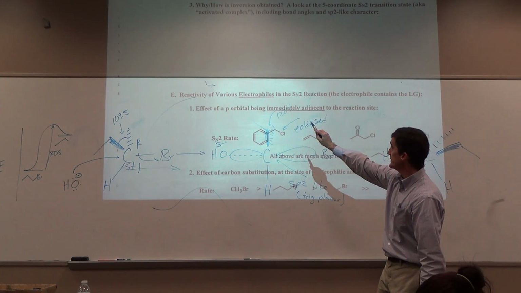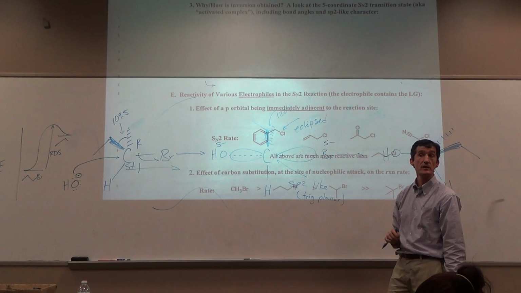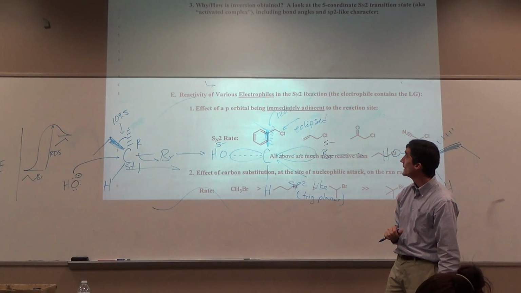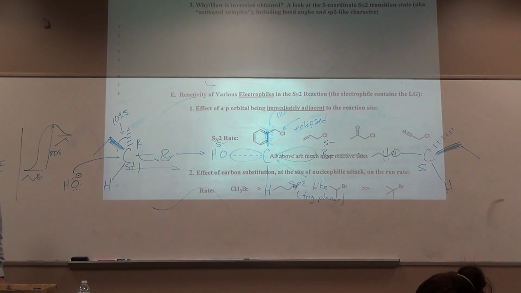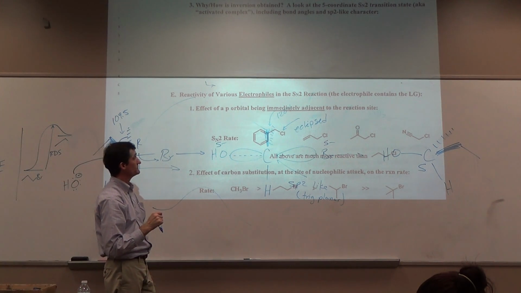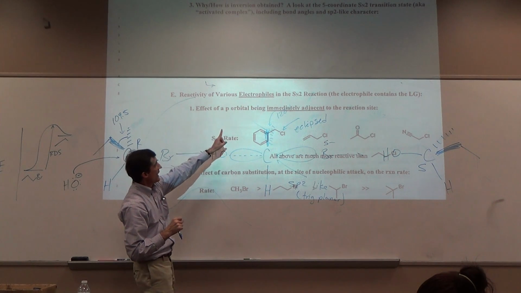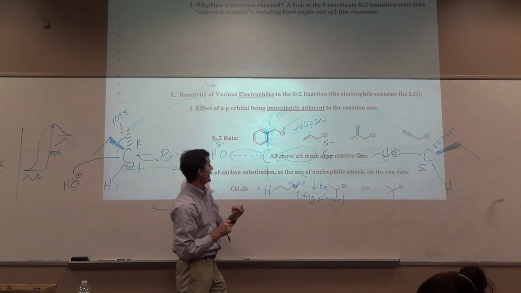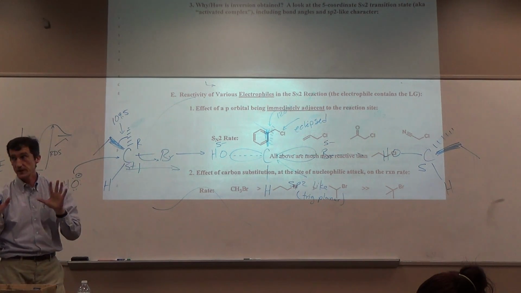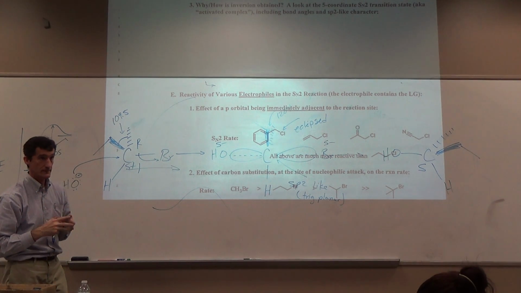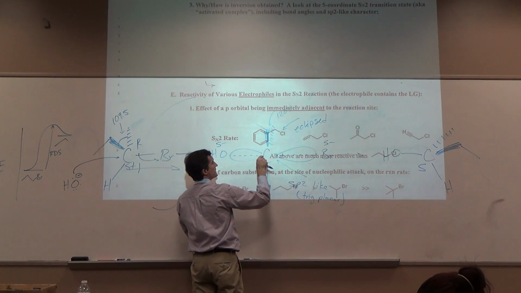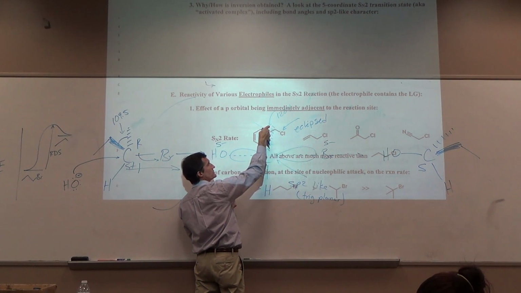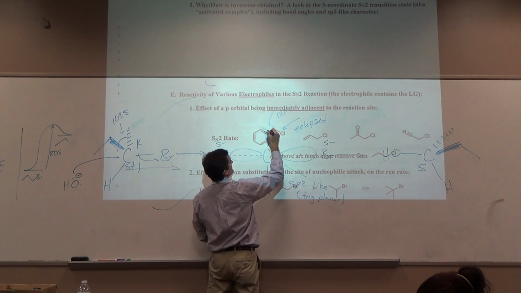Okay, let's look at reactivity of the various electrophiles. This is the substrate with the leaving group. First thing is the effect of a p orbital immediately adjacent to the reaction site. I can't believe I left up the transition state; usually I erase it. I have to redraw it. If you have a p orbital adjacent to the reaction site, it makes the reaction very easy. Why? Well, look at my transition state. Let's say that the carbon next door had a p orbital. It doesn't in this example, but let's put one next door.